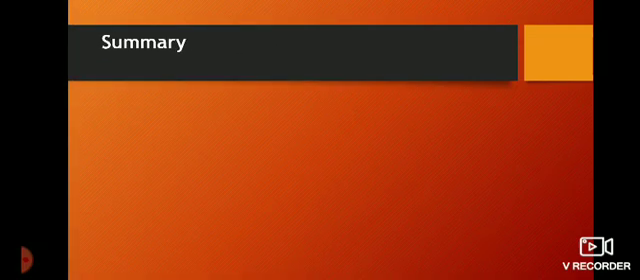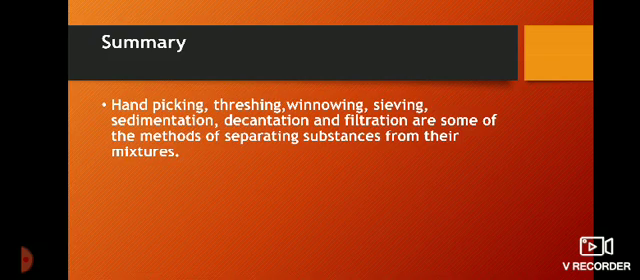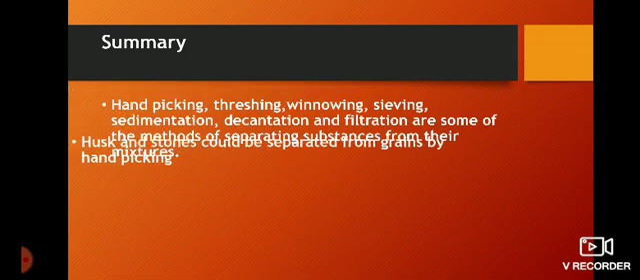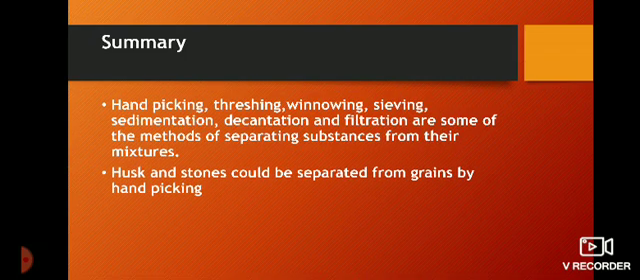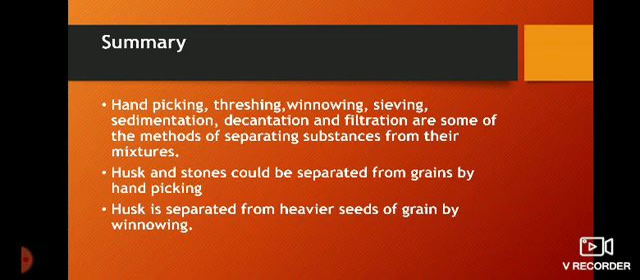Let us just sum up or revise what we studied in this chapter. Hand picking, threshing, winnowing, sieving, sedimentation, decantation and filtration are some of the methods of separating substances from their mixtures. Husk and stones can be separated from grains by hand picking. Husk is separated from heavier seeds of grain by winnowing.